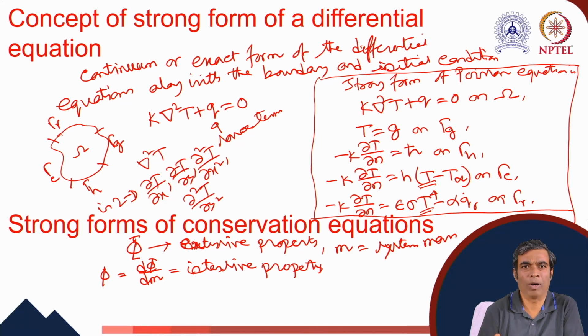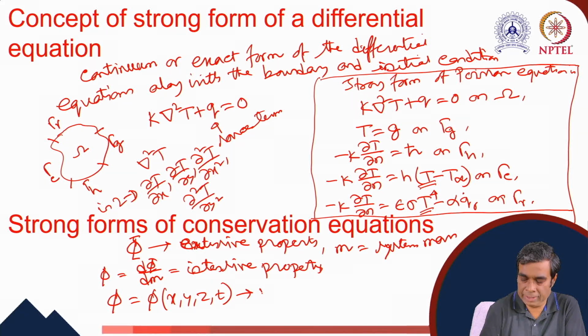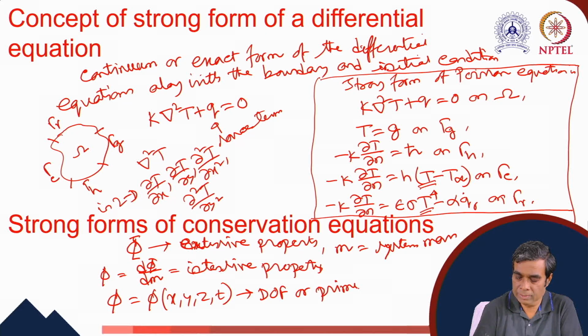With small phi as the degree of freedom, let us take it as a function of space and a function of time. This is the degree of freedom or primitive variable, which is the unknown quantity. This is the unknown.